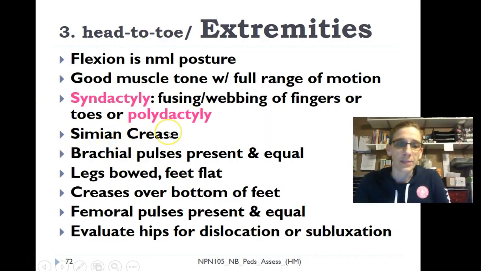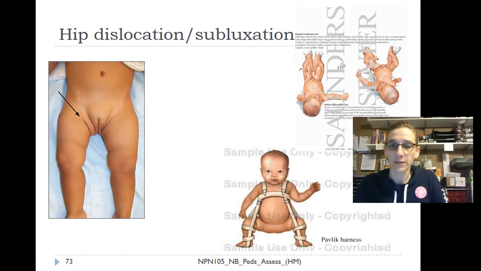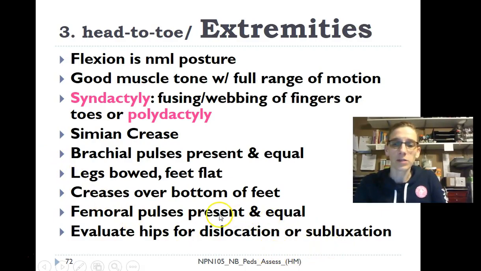We need to assess for a simian crease, which is the single crease across the palm of the hand. It's indicative of Down syndrome. Brachial pulses, make sure brachial pulses are present and equal. The legs should be bowed and the feet are flat. They should have multiple creases across the bottom of the feet. Femoral pulses need to be present and equal. And evaluating the hips for dislocation or subluxation.